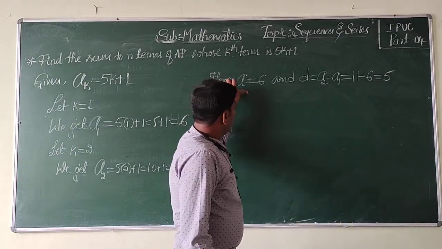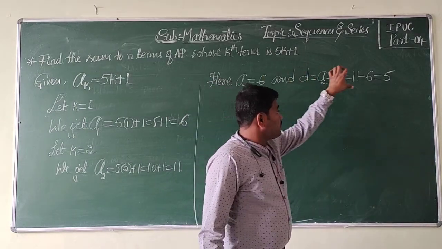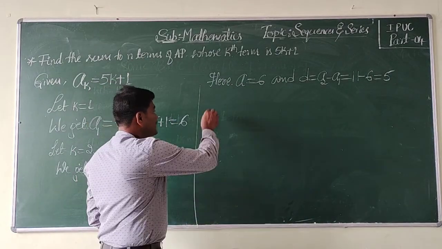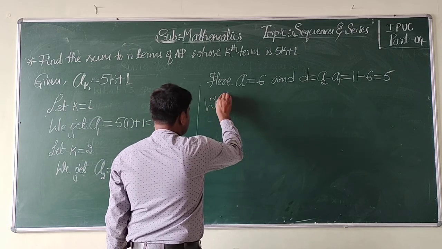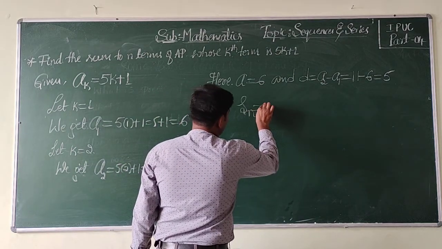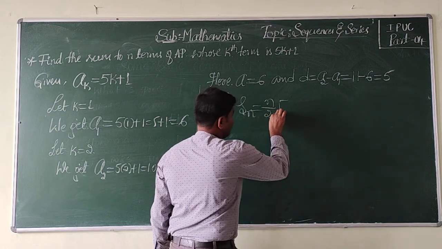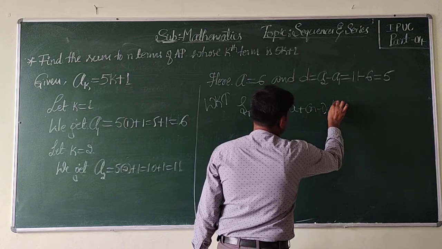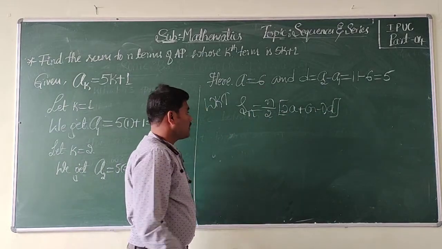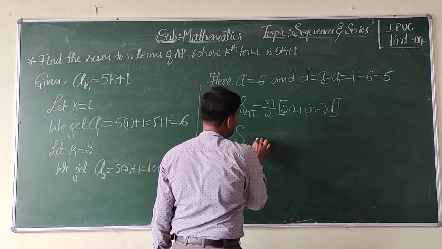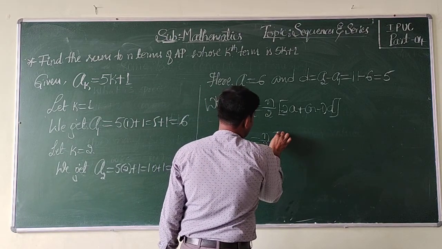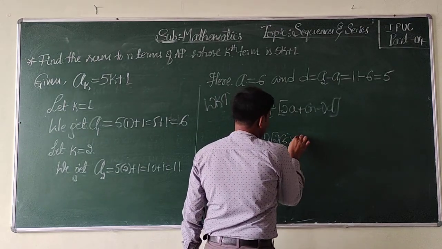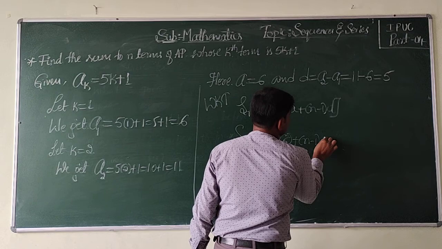Now, first term and difference are known. To find the sum to n terms of AP, we know that Sn is equal to n upon 2 into 2a plus n minus 1 into d. Substitute a and d. Now, Sn becomes n upon 2 into 2 into a, a is 6, plus n minus 1, d is 5.